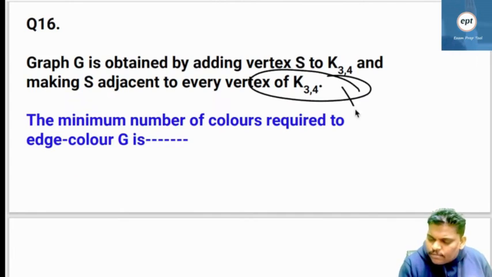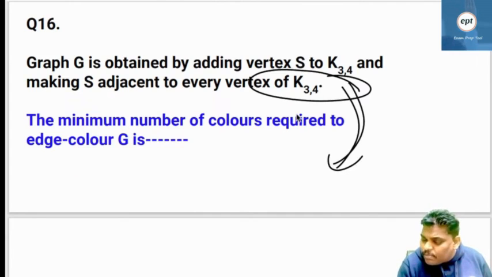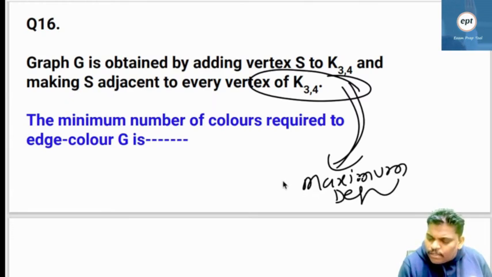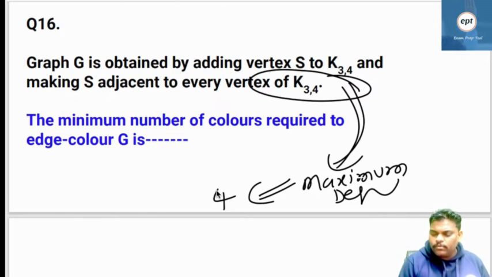K34, what is the answer? K34, because it is a bipartite graph, what is the answer? Maximum degree. So what is the maximum degree? 4. Answer is 4. Maximum degree 4. Until here maximum is 4.